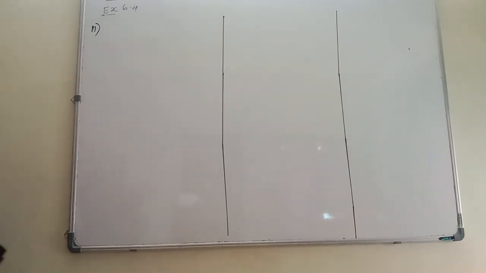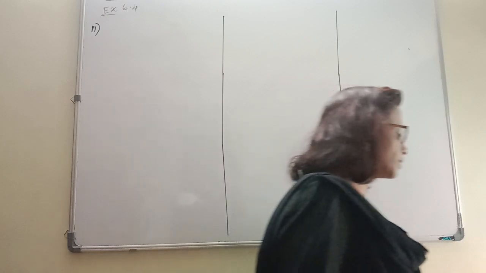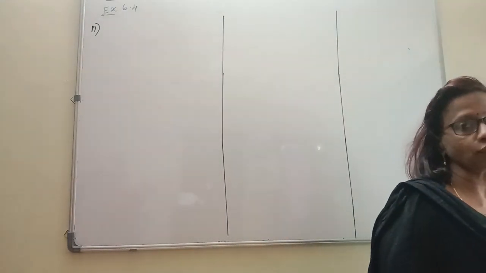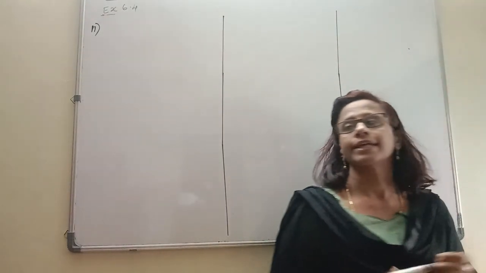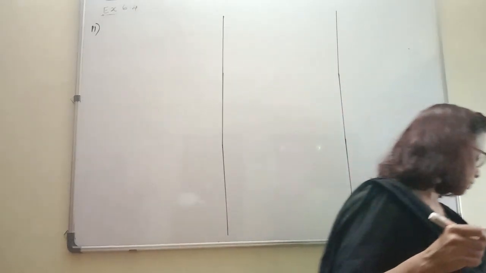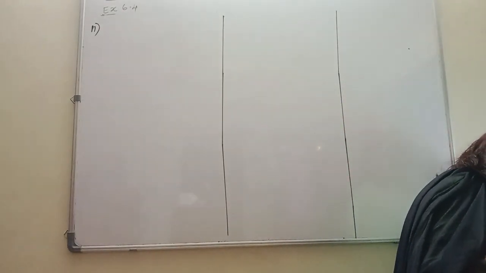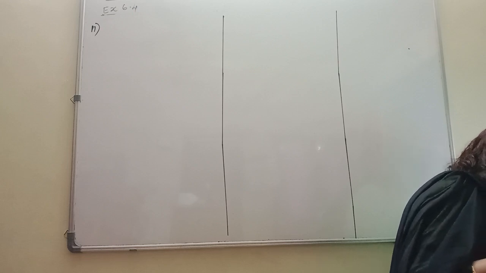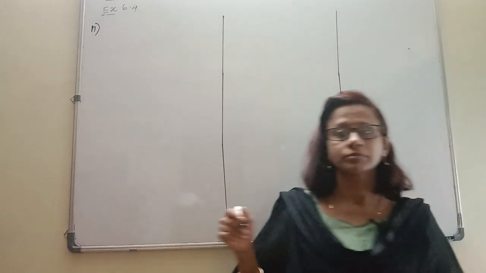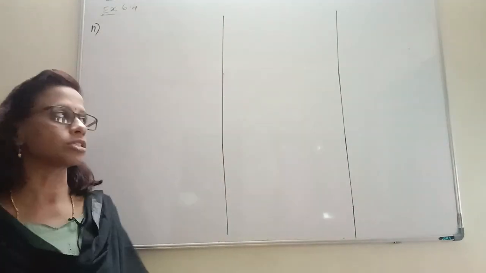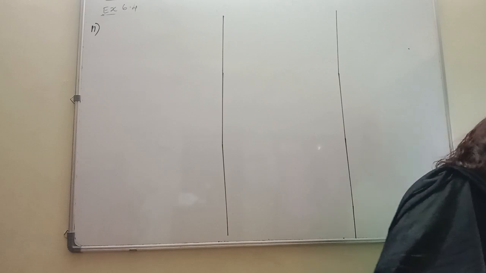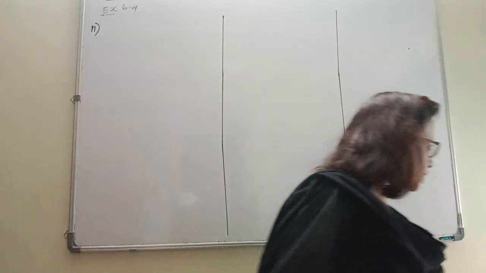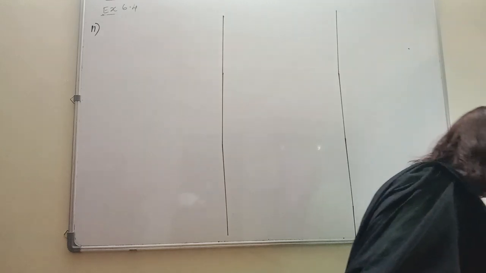Hello folks, we are back with our next video. We were doing exercise 6.4, the approximation, and now it's the 11th question. Let's see what the question says. The question is 0.0037 raised to half. Quite complicated.